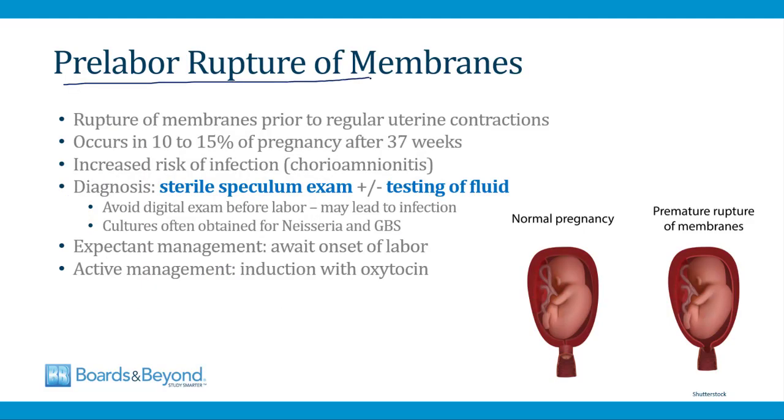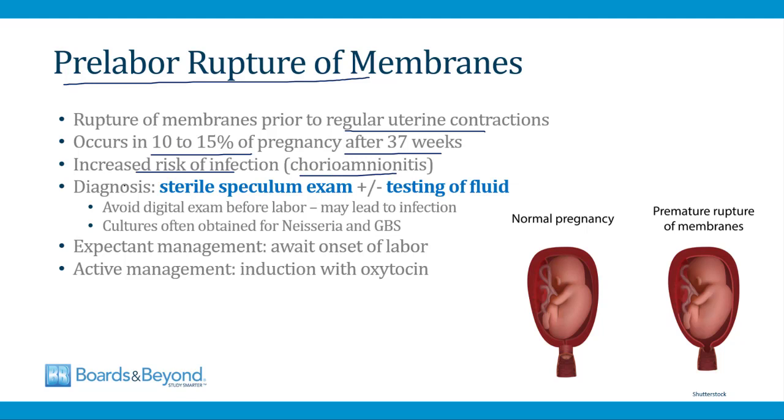Pre-labor rupture of membranes is a special situation. This refers to the rupture of membranes prior to regular uterine contractions, and it occurs in up to 15% of pregnancies after 37 weeks. So these women rupture their membranes before they've gone into labor. And the risk to the woman and the pregnancy here is that there's an increased risk of infection once the membranes have ruptured. Chorioamnionitis may occur if this is allowed to go on without delivering the baby for a long period of time.